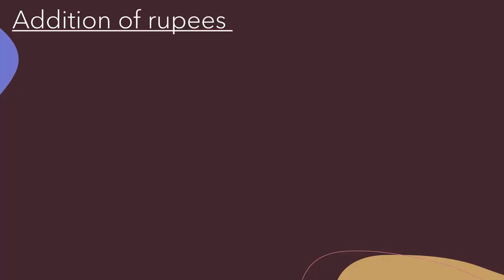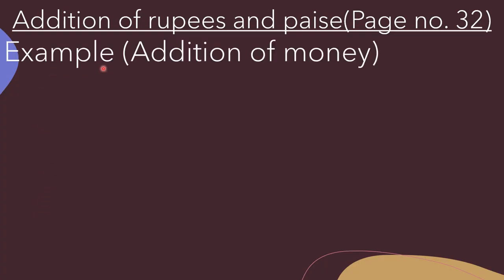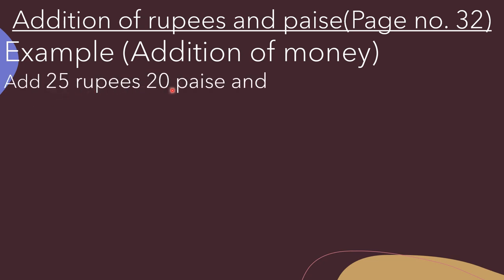So beta, first of all we will do addition of rupees and paise given on page number 32. Okay. So here beta, first of all we will do one example of addition of money. So here it is given add 25 rupees 20 paise and 48 rupees 30 paise. Now I am going to tell you the steps you have to follow to solve the given question.